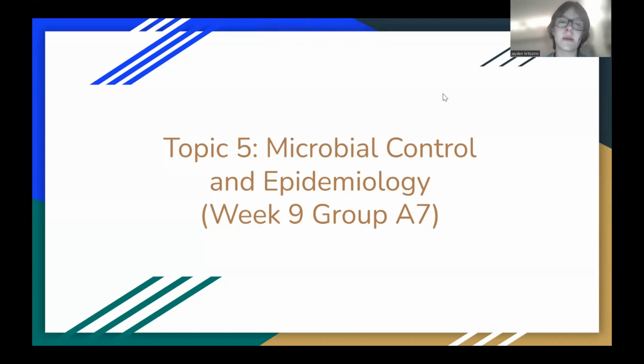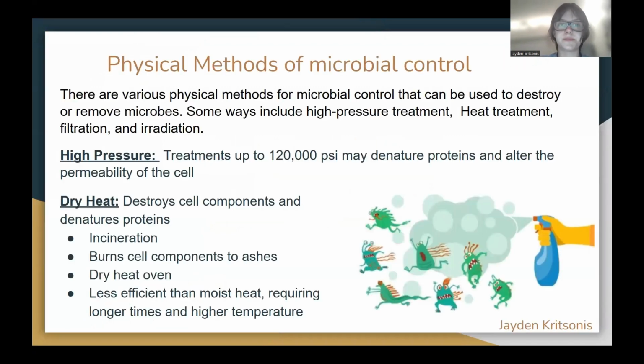So our topic was topic 5, which was microbial control and epidemiology. We are group A7. So I was in charge of physical methods. There are various physical methods for microbial control that can be used to destroy or remove microbes. Some ways include high pressure treatment, heat treatment, filtration, and irradiation.